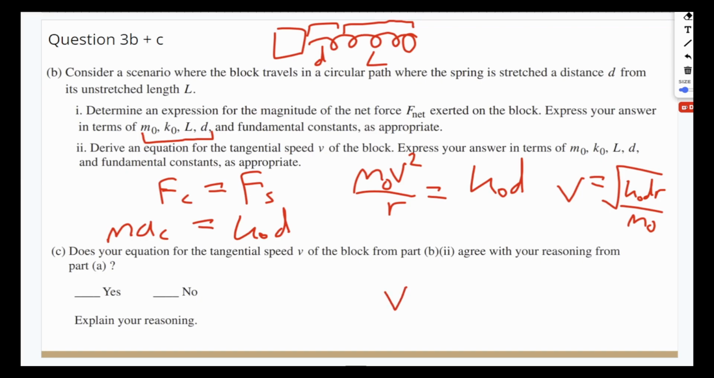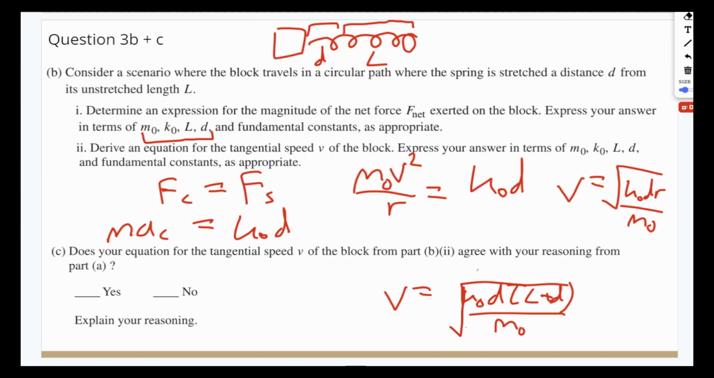We would get v equals, okay, pen just glitched out. Eraser. Okay, so we'll just substitute r for L plus d, and we should get v equals square root of k naught d (L plus d) over m naught. You could simplify some stuff from here, but it really doesn't matter, so I don't recommend it. So after I draw that square root back in, then we're going to do part C.